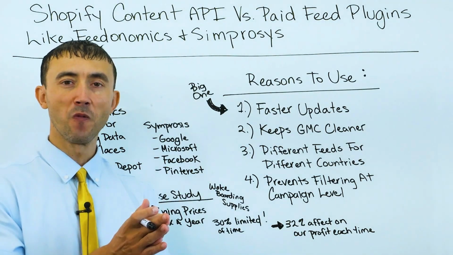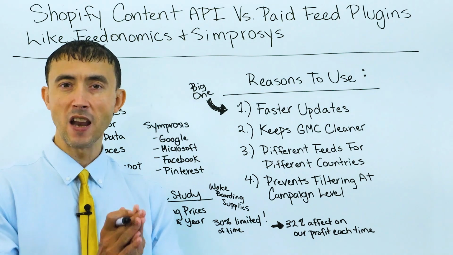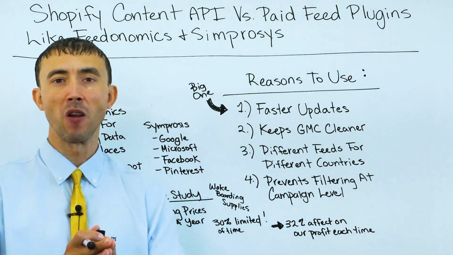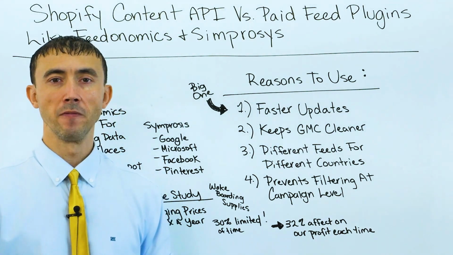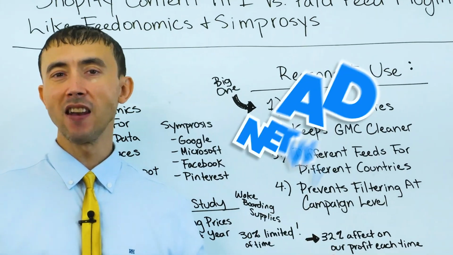Whereas if you would have just tested out one keyword, you can find out right away if that keyword works or not, and then move on to another one if it doesn't work, or start making money right away. And that goes for ad networks.